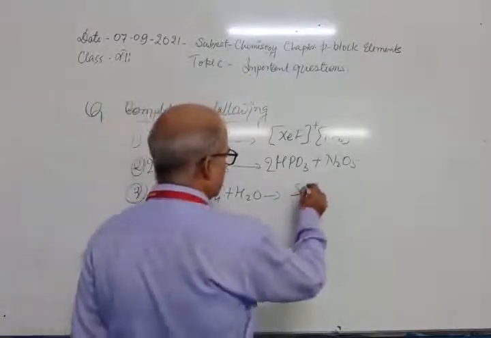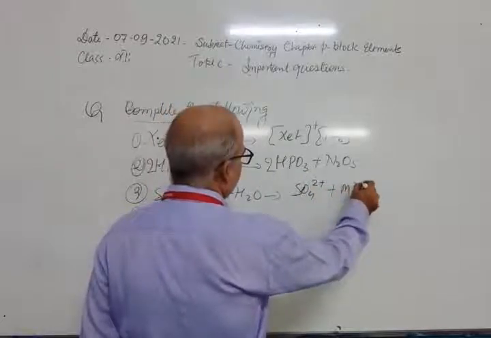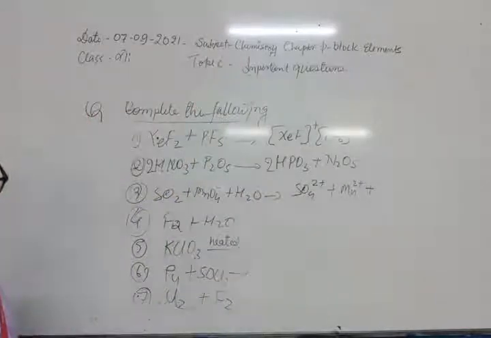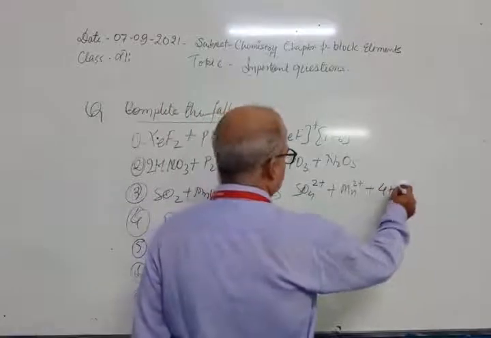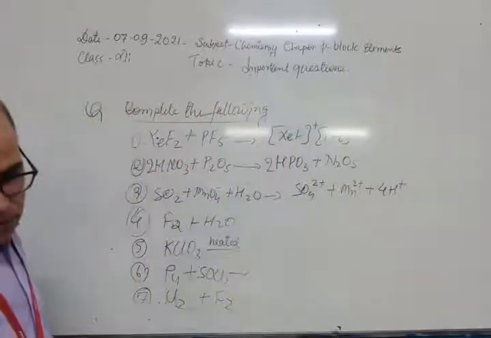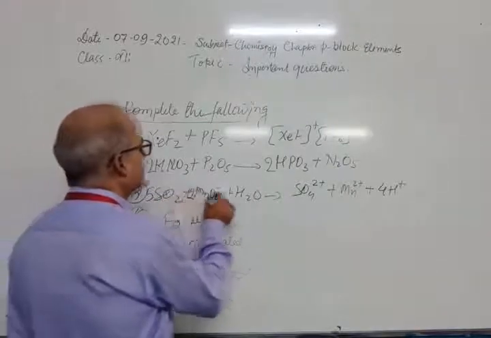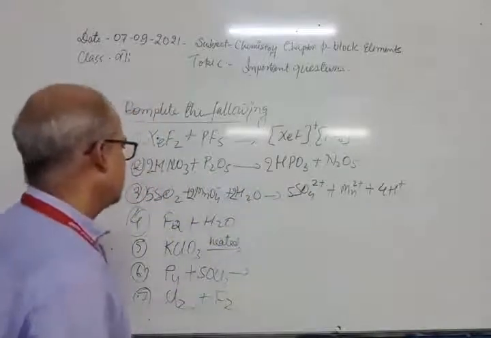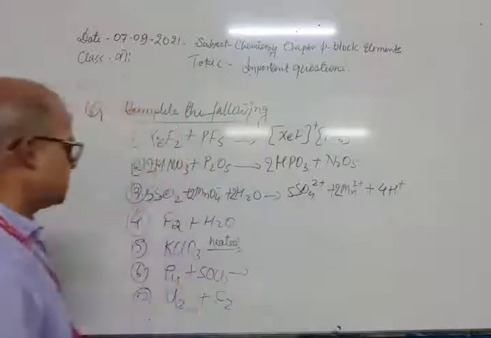SO4 2 minus plus Mn2 plus. How much hydrogen we have? We should have 4H plus. Now we have to balance the reaction. Here is 5, 2, 2, 5, and here is 2. Okay, this is the balanced equation.